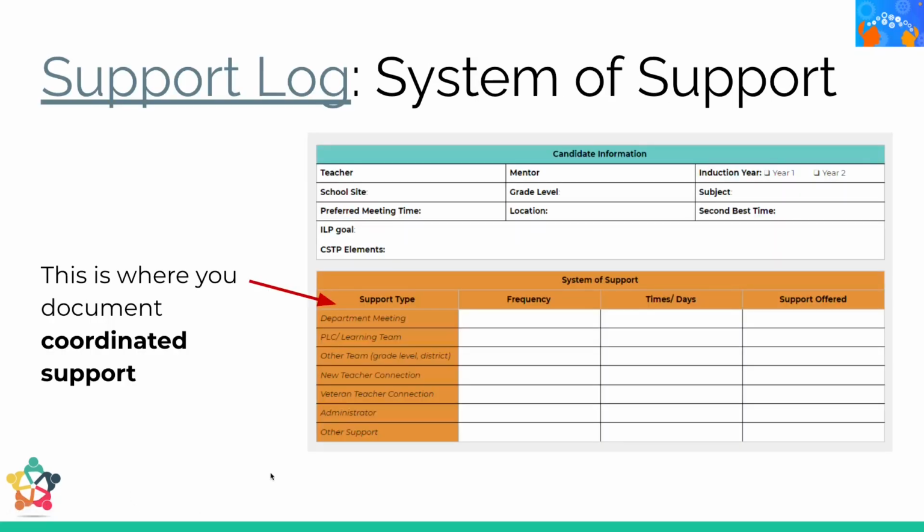So when you go to your actual system of support log, this coordinated support is documented in the orange box. So you'll see on the left-hand side, there's a list of different types of support they could be receiving. They probably aren't getting support in all of these areas, but it's to prompt you, the mentor, to think about how often do they have department meetings? When are their learning teams meeting? All of those are examples of support they're receiving outside of your relationship that help them get good at their job and help them feel like they're supported in their profession.